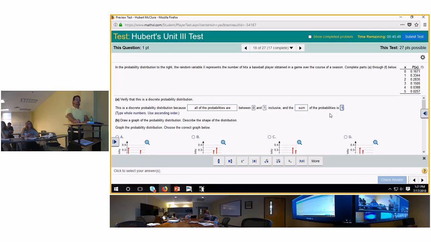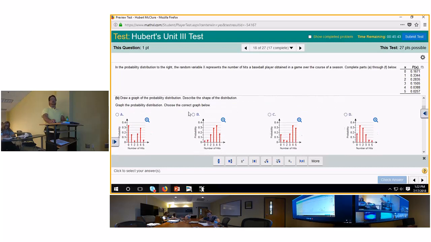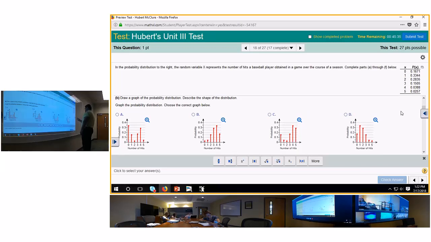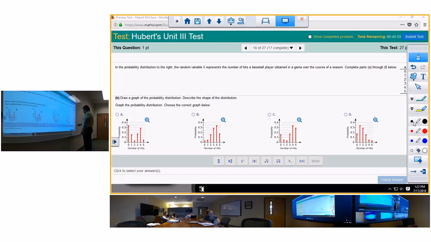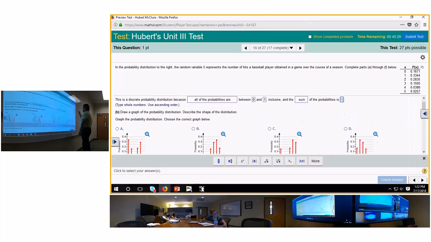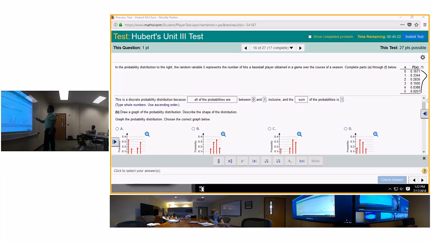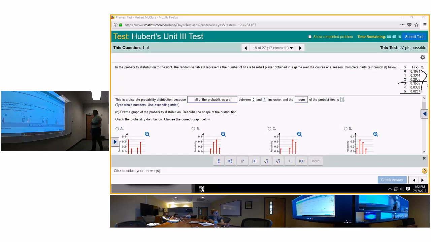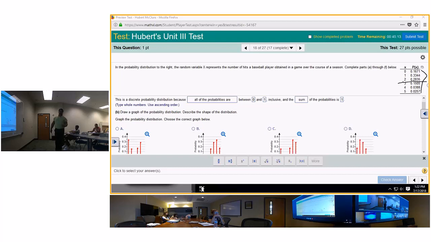Is it 1? Okay. Draw a graph of the probability distribution. Well, you don't have to draw a graph. All you got to do is look up here. If you take your handy-dandy marker, it looks like it's going up right here, and then it does what? And the middle is somewhere right in here. So the hump is on the left side or the right side? It's on the left side. So you're looking for a hump on the left side of the curve.